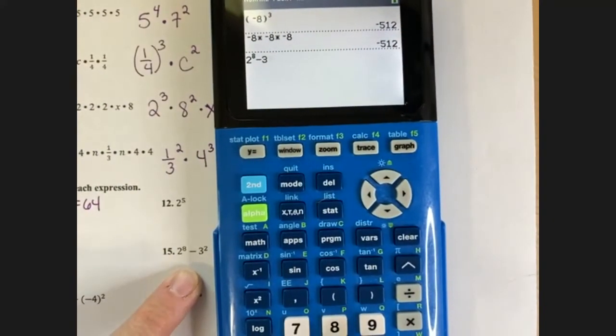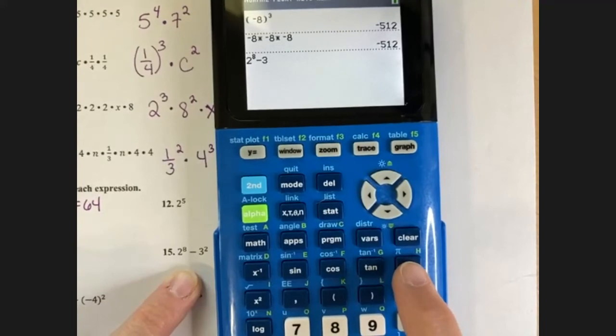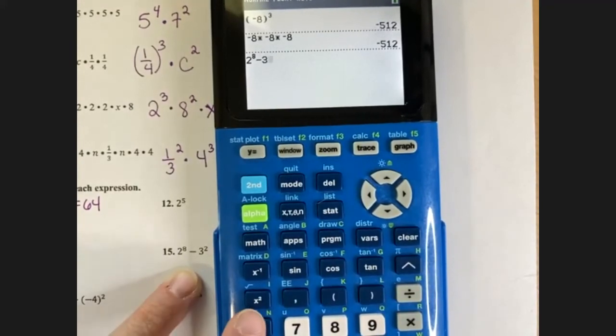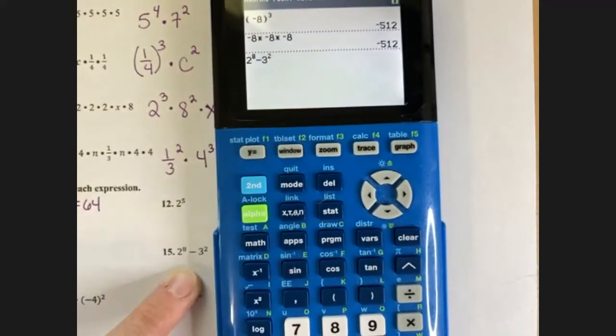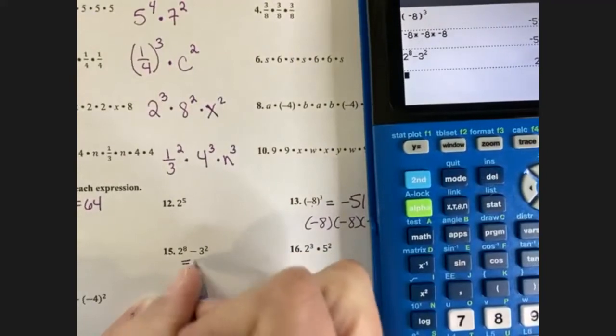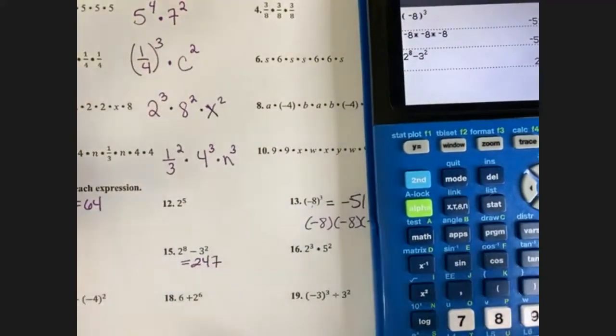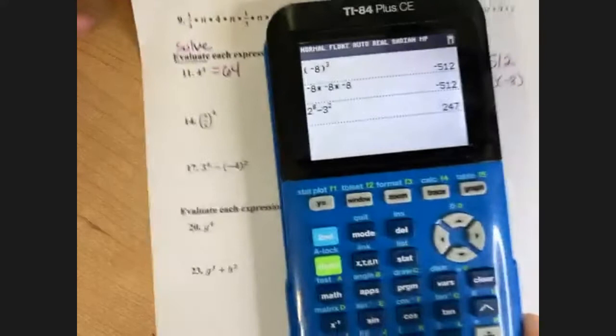So I'm doing 3. And again, I can do the little house top and a 2, or I can hit this squared button right here. Okay, just make sure that cursor is not up top. I would have gotten a strange answer. And I get my answer, 247. So this equals 247.